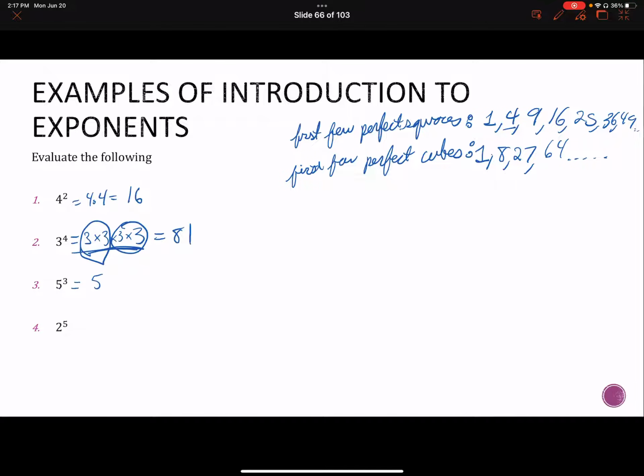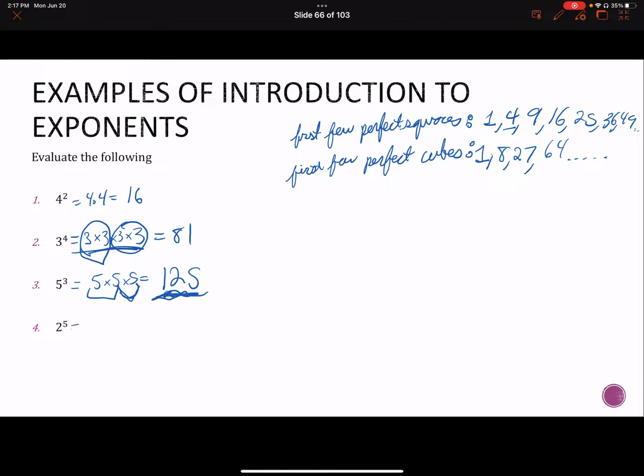5 cubed, 5 times 5 times 5, that's 125. 5 times 5 is 25. 5 times 25 is 125. Think about quarters. If you had 5 quarters, you'd have $1.25. Well, but now it's 125, so ignore that decimal point.